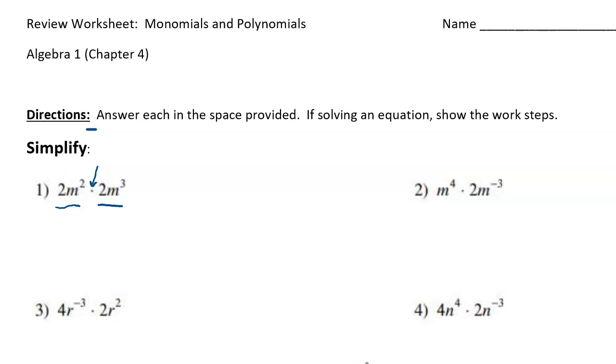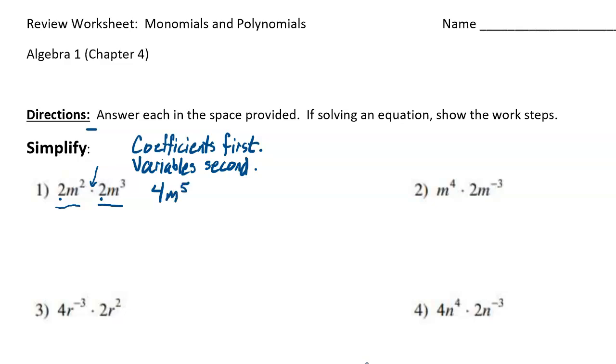To multiply monomials, multiply the coefficients first. 2 times 2 is 4. Then multiply the variables. M to the second power times m to the third power is m to the fifth power. To multiply variables, you add the exponents.